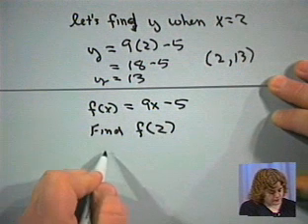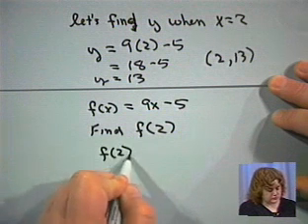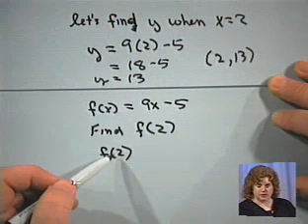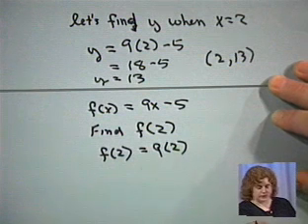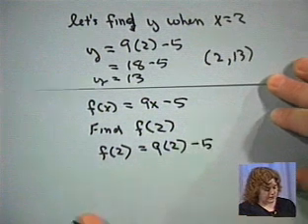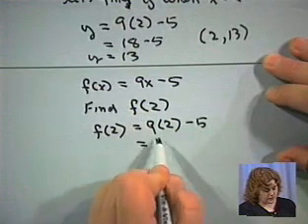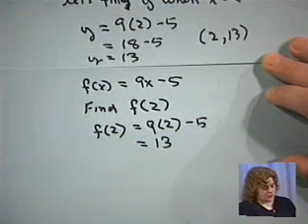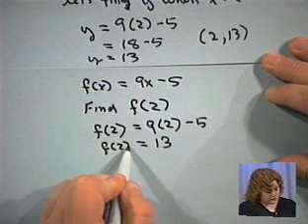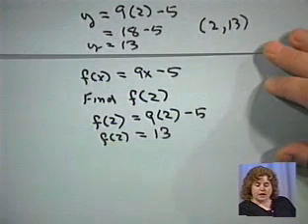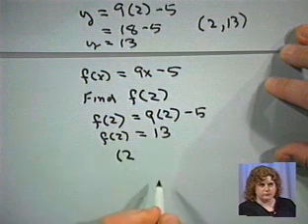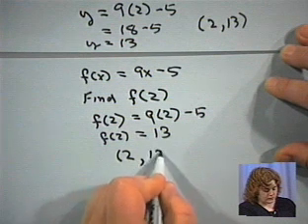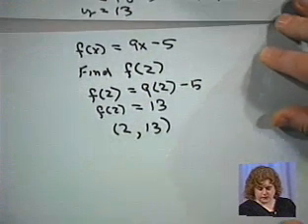So here's what we do. We say f of 2, there's an x there, so I'll put in a 2, is 9 times 2, because I've got another x there, minus 5. Well, again, the last time I checked, that was 13. I can say f of 2 equals 13. Once again, I have an ordered pair, and that ordered pair is 2, my x-coordinate, 13, the y-coordinate.